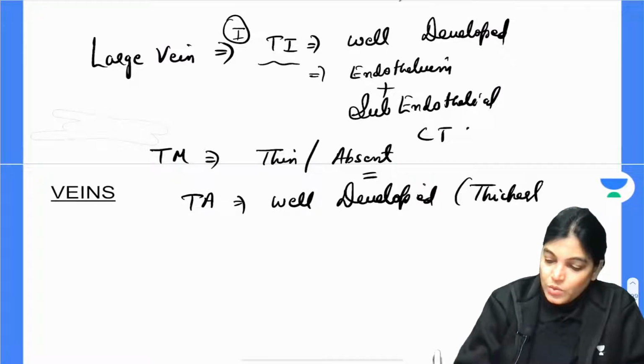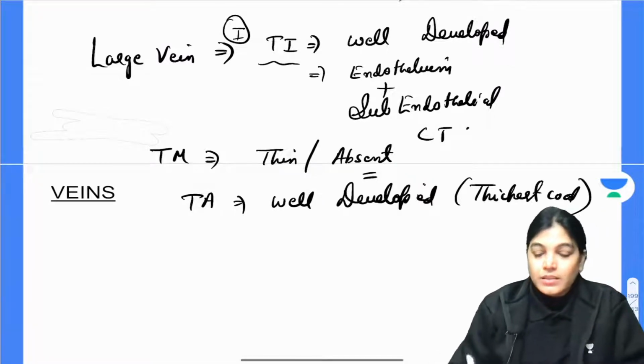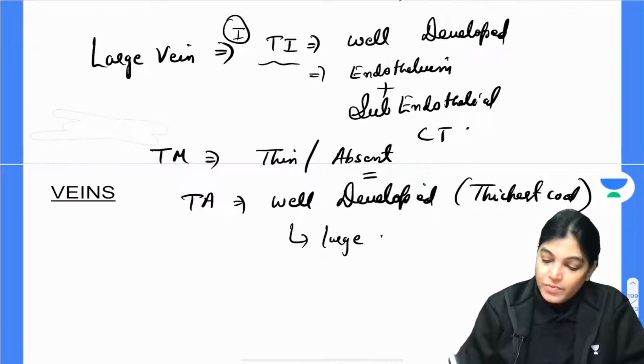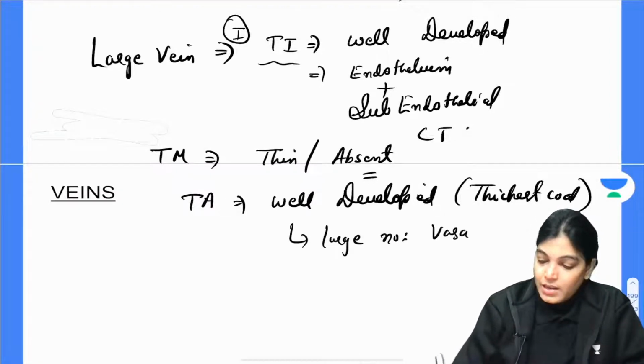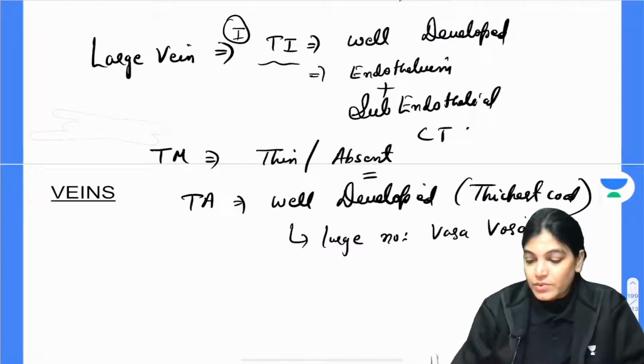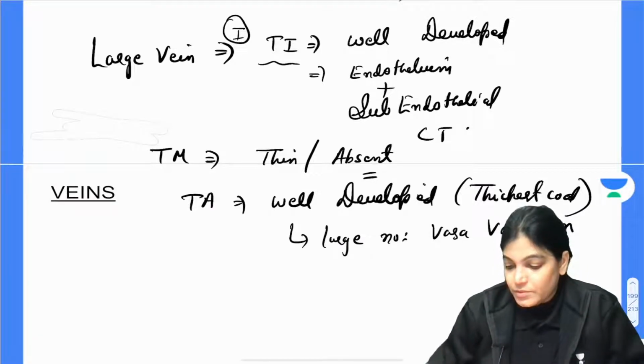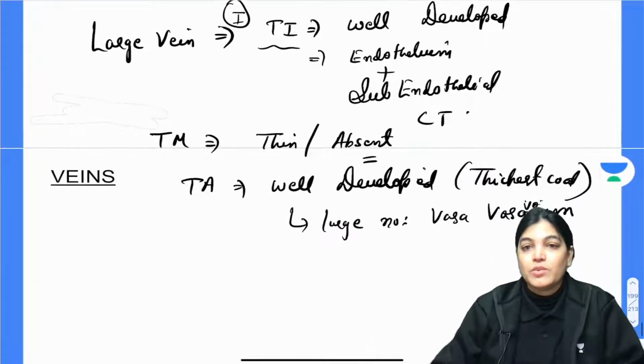It is the thickest coat or the thickest layer, and longitudinal smooth muscles are running. It contains a large number of vasa vasorum.